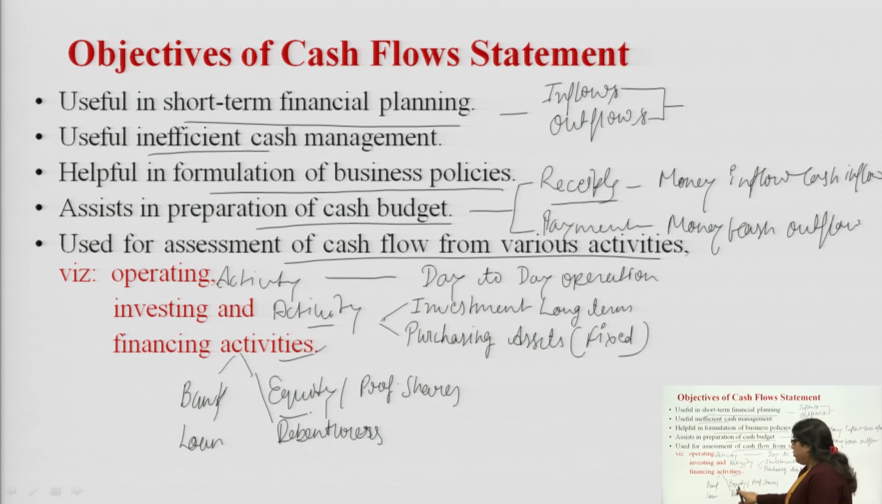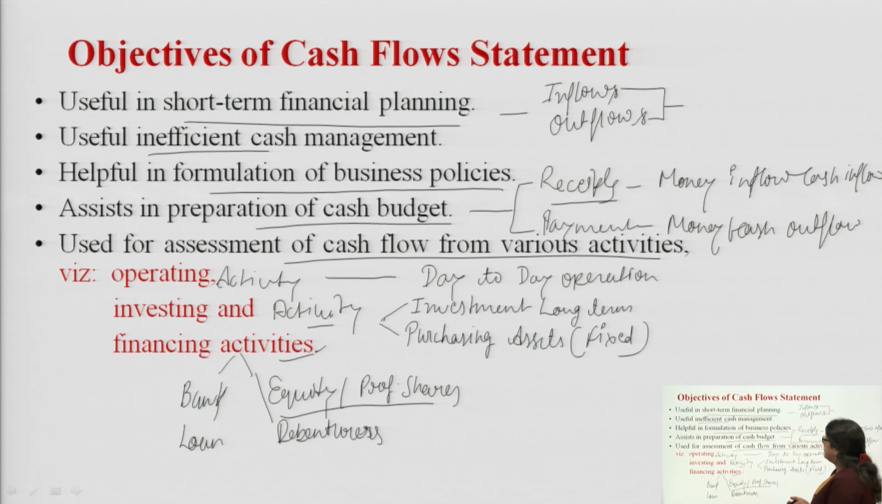And the second one is you are raising the money through the equity and preference share, and these shares are being issued to the public, and maybe you are issuing the debentures. So, by issuing the debentures, you can raise the money from the public.